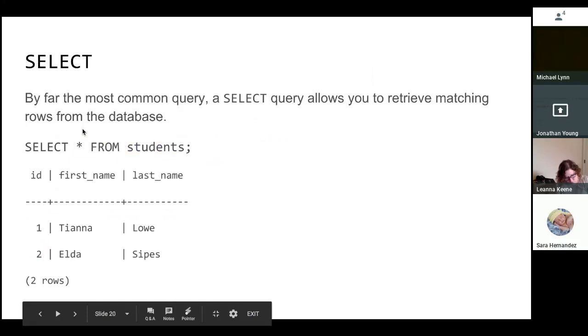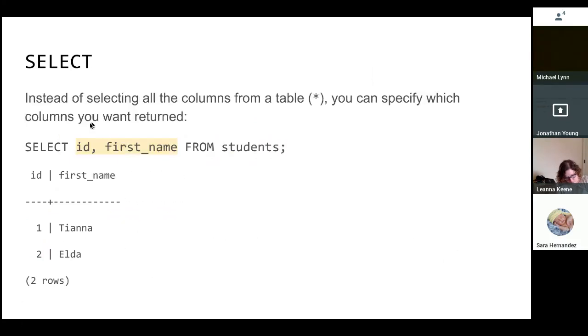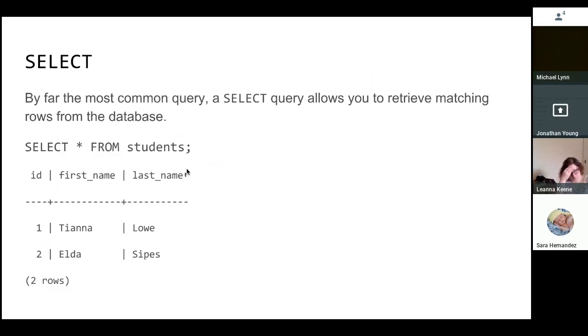But let's say you don't want every single thing from students. Maybe you just want their ID number and their first name. So you can say select just the ID number and the first name from students. So over all the records, I just want the ID number and the first name, which differs a little bit from select star from students, which gives me the ID, first name, and last name.